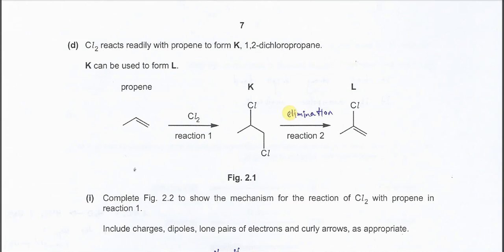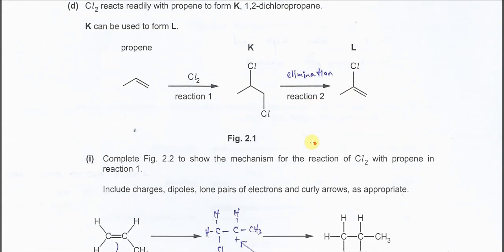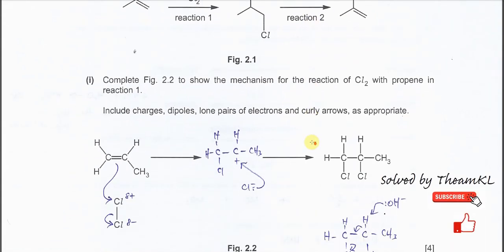Part D. Okay, chlorine reacts readily with propene to form K, which is 1,2-dichloropropane. So this one, 1,2-dichloropropane. The K can be used to form L. So this is the compound after reaction 2. Now let's move on to part 1.